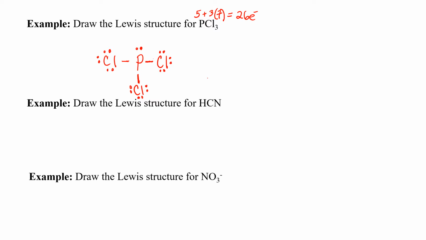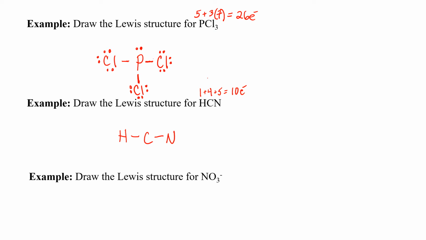Next one, HCN. Step 1, sum up your valence electrons. Hydrogen is a +1. Carbon, group 4. Nitrogen, group 5. So that gives us 10 electrons in the bank. Step 2, we're going to choose our central atom, which is the least electronegative. Remember, hydrogen never goes in the center. Carbon is less electronegative than nitrogen, so we're going to attach the remaining atoms with a single bond. That's step 2.